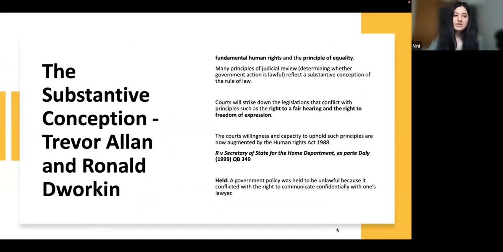What about the substantive conception of the rule of law? Substantive conception is advocated mainly by Trevor Allan and Ronald Dworkin. Fundamental human rights and the principle of equality are the main focus of the substantive conception of the rule of law. The main principles of judicial review, determining whether government action is lawful, reflect a substantive conception of the rule of law.